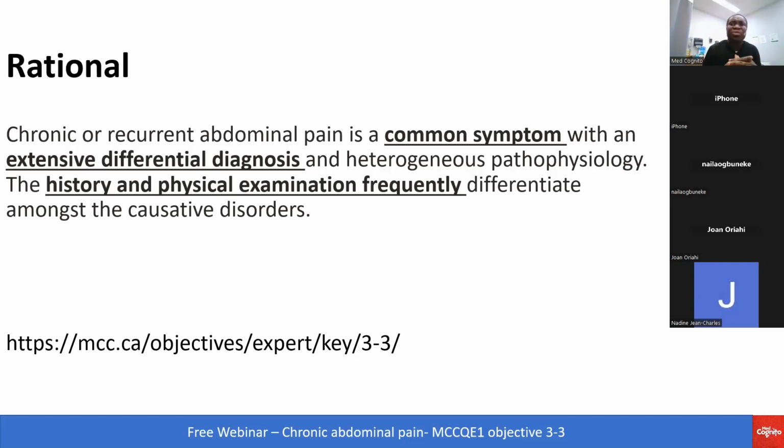Therefore, if I'm studying, I'm going to make sure that I've mastered about 7 top differentials for chronic abdominal pain, okay? And heterogeneous pathophysiology. The history and physical exam frequently differentiate amongst the causative disorders. So for example, when I am studying this, I know that if questions are going to be dropped on chronic abdominal pain, they are going to focus a lot on differentials, number one. Number two, they are going to focus on historical features which help to differentiate the various differentials. Number three, they're also going to focus on critical physical examination findings that are linked to these specific differentials. So that is what I will be preparing my mind for if I'm going into the exam.